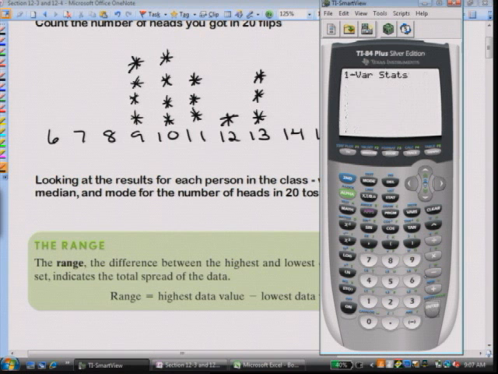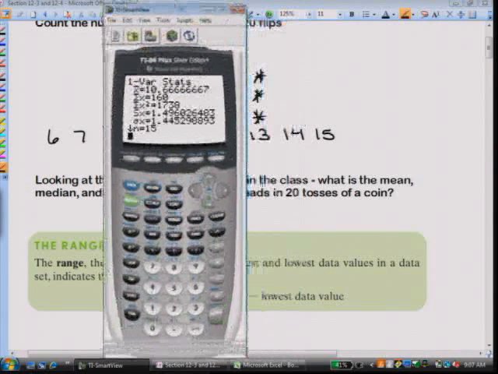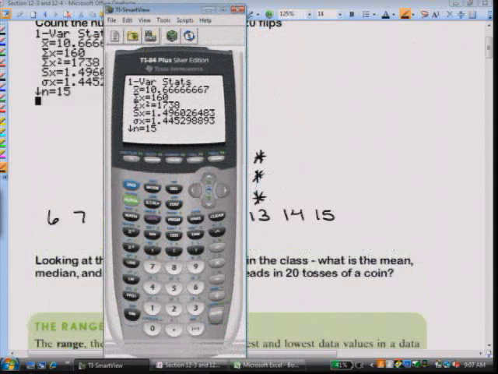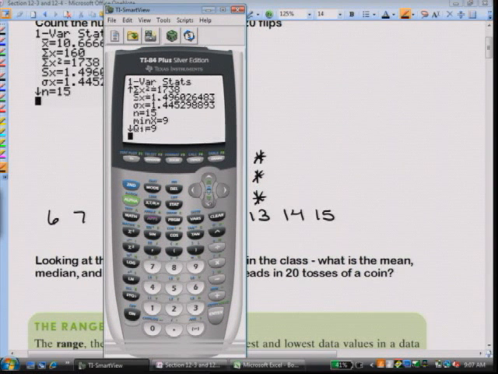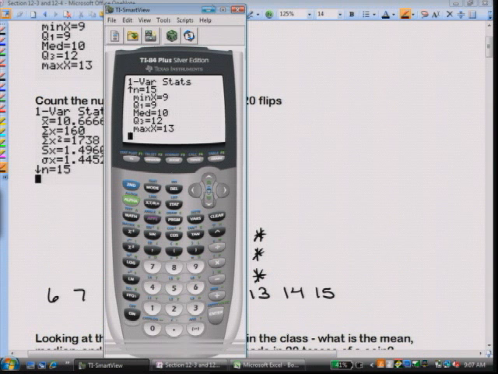You'll hit enter, and then you have to tell it what list it was in, so second L1, and then you'll get your data. The mean is 10.66. This first number here is your mean. We're going to learn some more about this screen today. If you come down with the down arrow, you can get your min, your median, and your quartile 1, which we don't talk about much in this class, and your max as well.